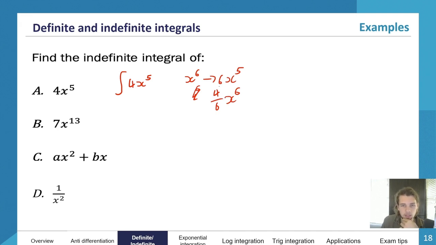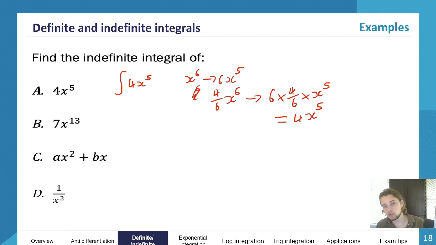And the reason is because if we derive this, we will see, okay, there is a 6 multiplied by our 4 over 6, multiplied by x to the power of 5, which equals our 4x to the power of 5. So that would be my instinct, and I know a lot of students do it like that. They just look at it and they can feel out what must create it.